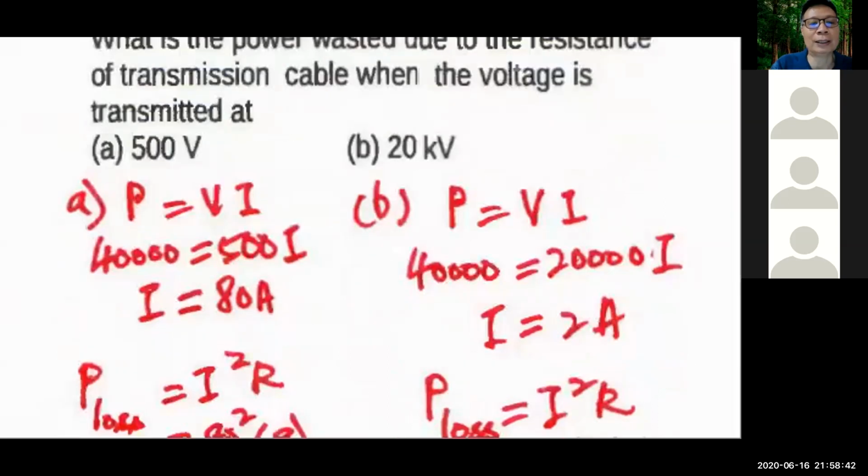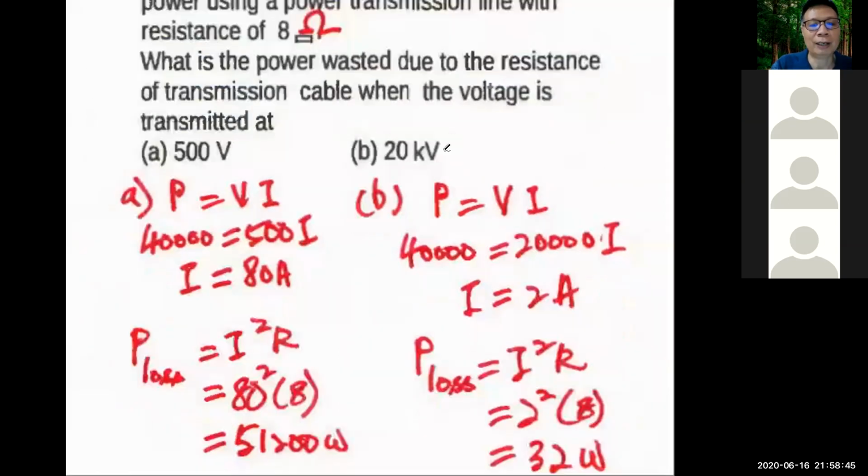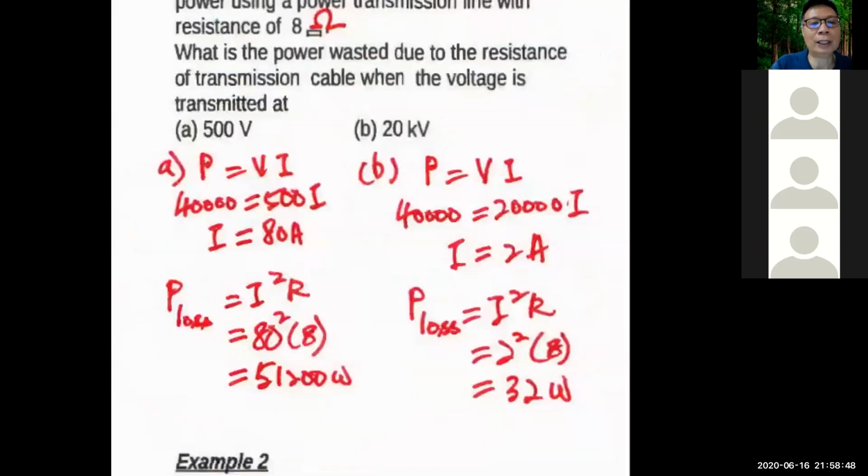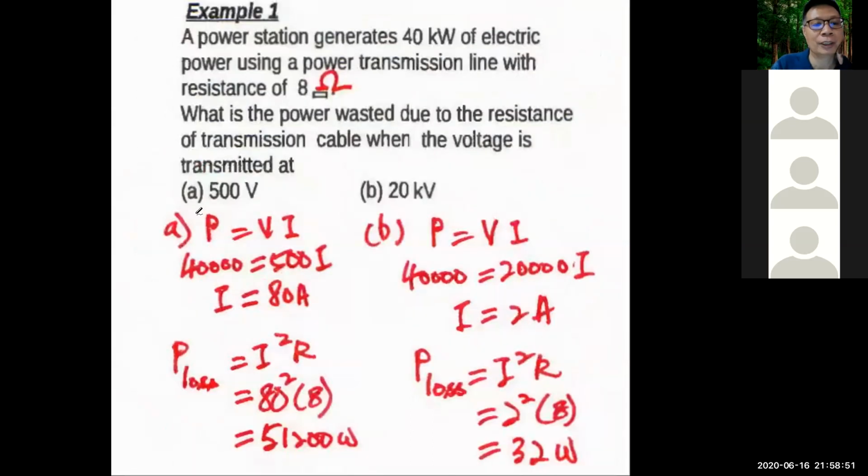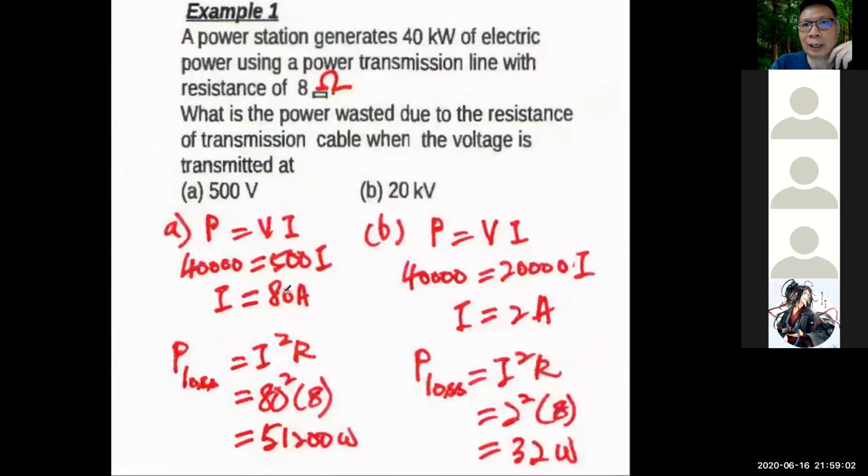Okay, now let me show you the answer directly. First you must calculate the current. Use P equals VI, power 40,000, 40 kilowatt, voltage 500, and then you find the current. Why must we find the current? Because to calculate the power loss, you must use P equals I squared R. So use this formula to find the current. The current is so high, 80 ampere. Square it. The resistance is 8 ohm, so the power loss is 51,200 watt.